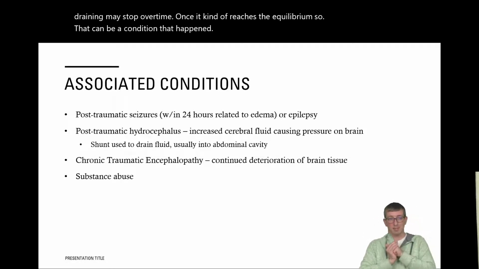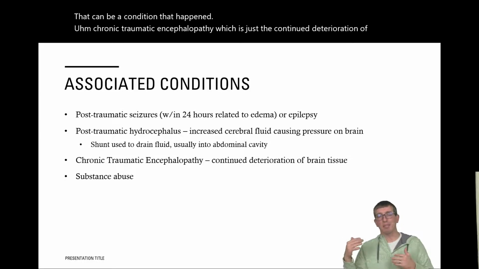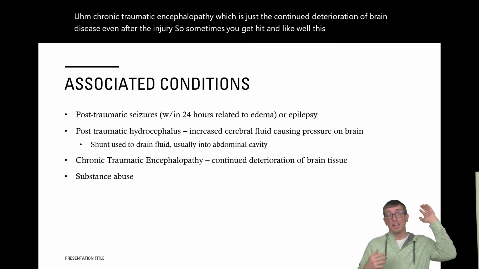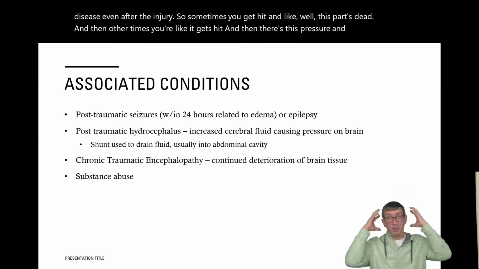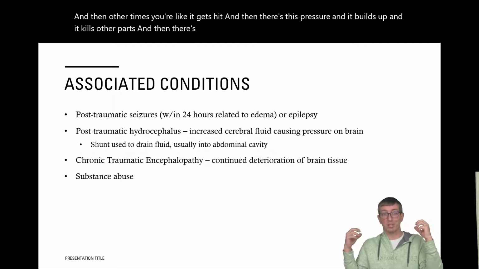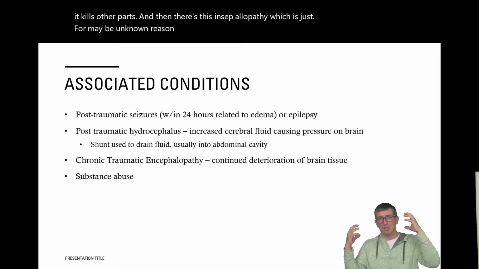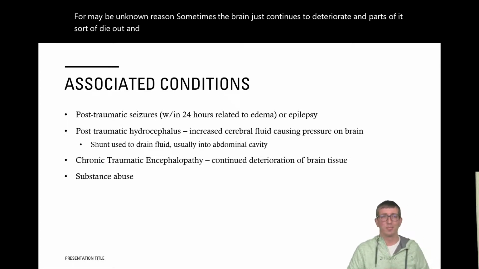Chronic traumatic encephalopathy, which is just the continued deterioration of brain disease even after the injury. So sometimes you get hit and you're like, well, this part's dead. And then other times it gets hit, and then there's this pressure and it builds up and it kills other parts. And then there's this encephalopathy, which is just, for maybe unknown reasons, sometimes the brain just continues to deteriorate and parts of it sort of die out and stop working, that kind of thing.